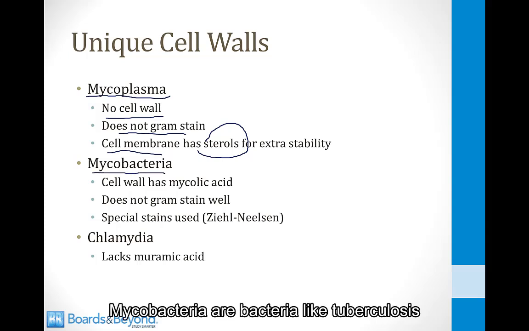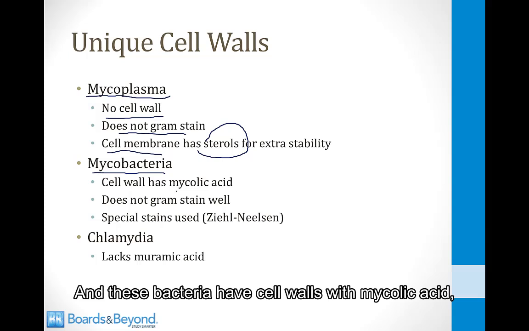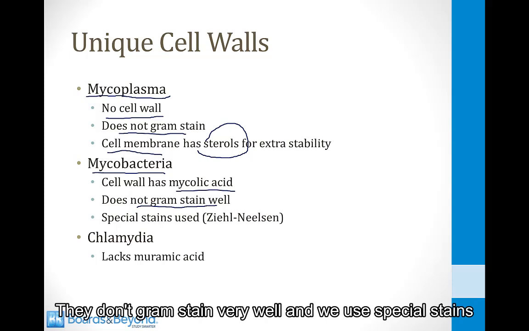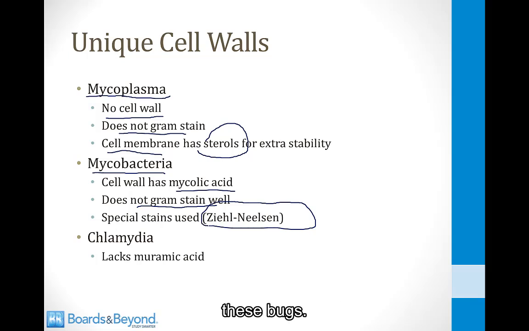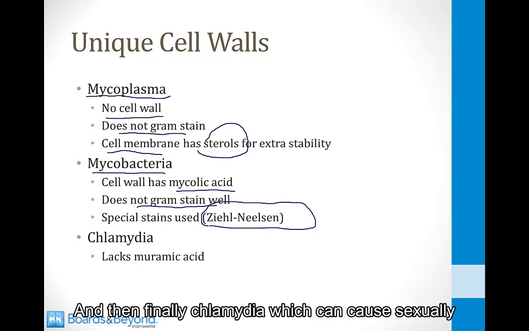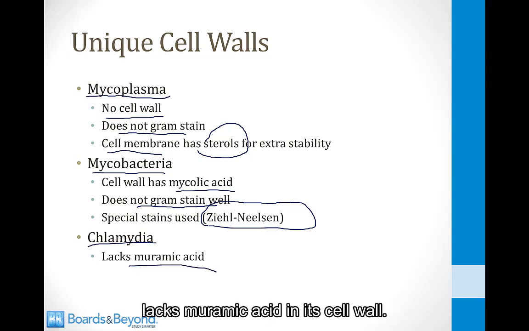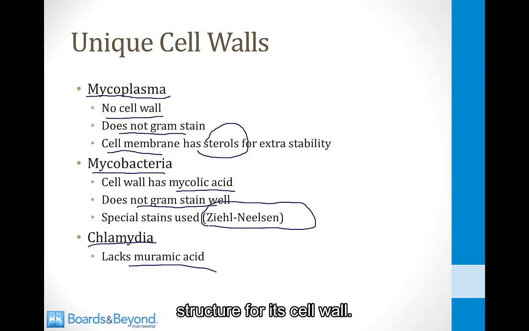Mycobacteria are bacteria like tuberculosis or Mycobacterium leprae, which causes leprosy. And these bacteria have cell walls with mycolic acid. That's why they're called mycobacteria. They don't gram stain very well, and we use special stains like the Ziehl-Neelsen stain in order to identify these bugs. And that's because they have unique cell walls that aren't going to take up the gram stain. And then finally, chlamydia, which can cause sexually transmitted disease and some other infections, lacks muramic acid in its cell wall, so it also does not gram stain very well and has a unique structure for its cell wall.